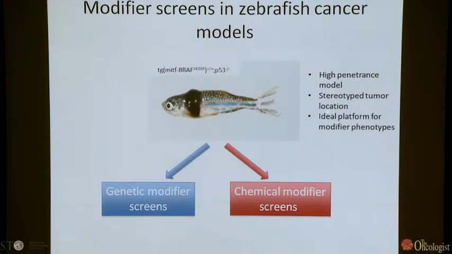And so these, along with all the other reasons I talked about, we began to think of it as a fairly ideal platform for two types of modifier screens, and I'm going to talk about two today, and obviously there are others going on. The first is a genetic modifier screen, and the second is a chemical modifier screen. And I think both of these highlight the strengths of the system.